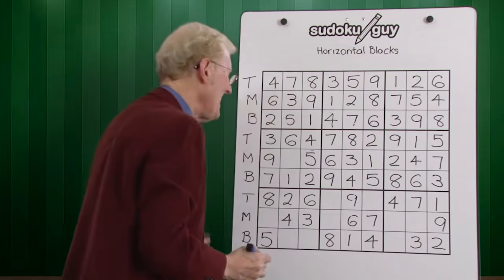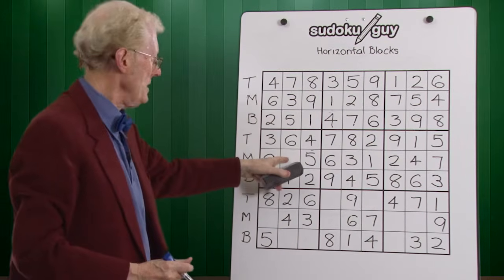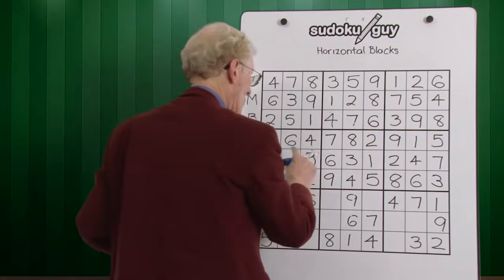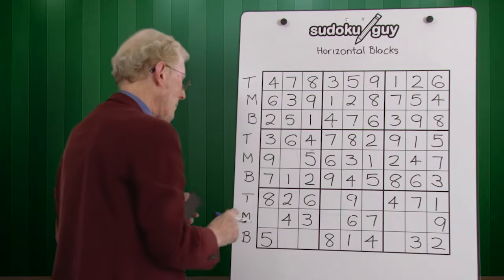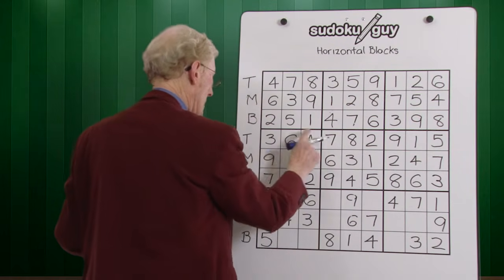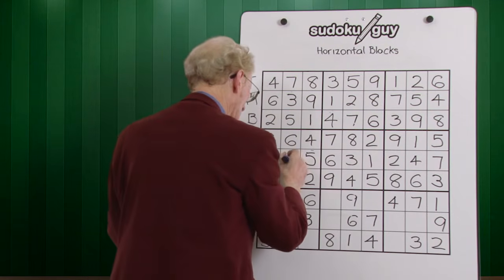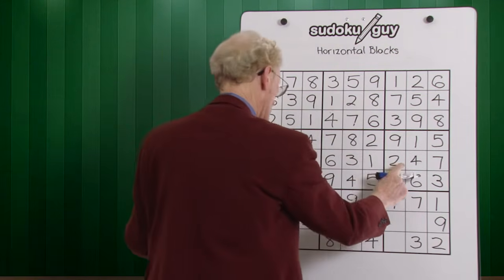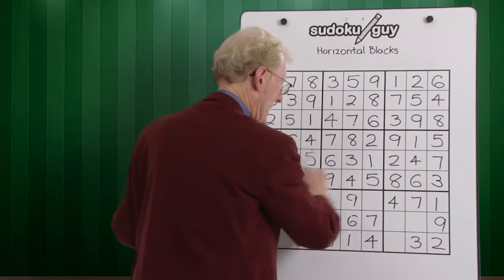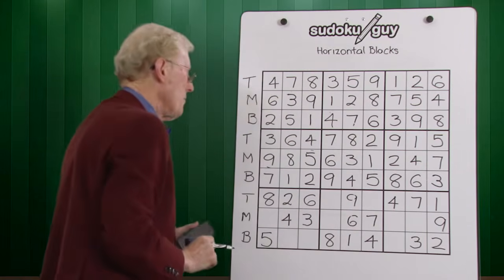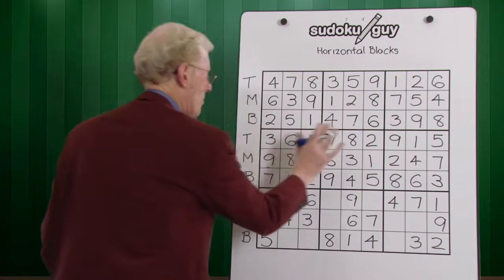Now that we've done that, guess what? There's only 1 left in this block, and 1 left in this row, so we can work that one out. 1, 2, 3, 4, 5, 6, 7, 8 is missing. Now we could have done it this way too. 1, 2, 3, 4, 5, 6, 7, 8, 9. That way as well. Now we've solved another 3 horizontal blocks.